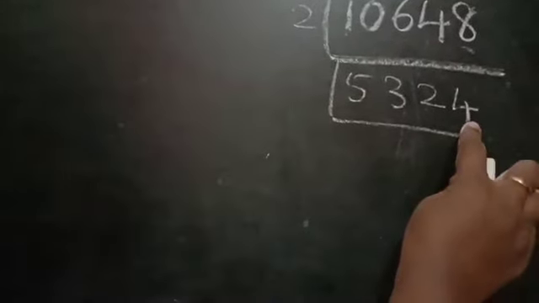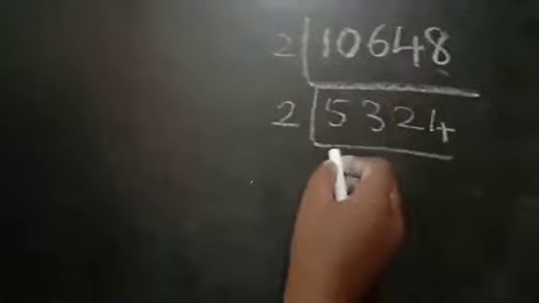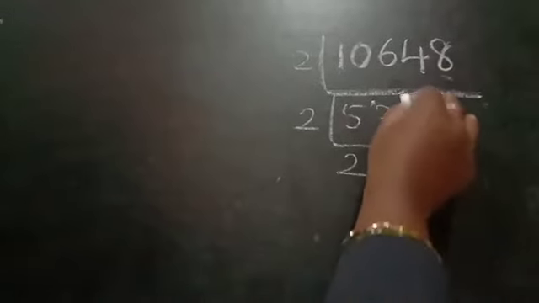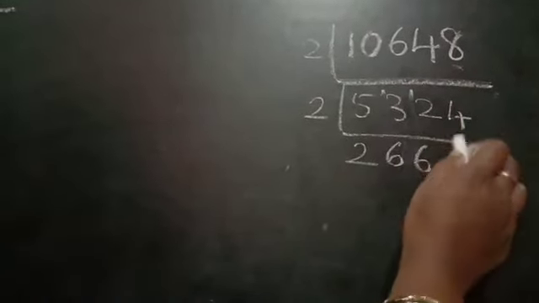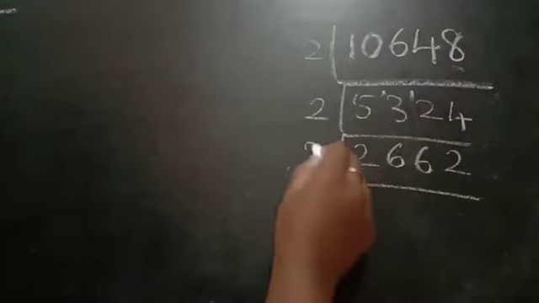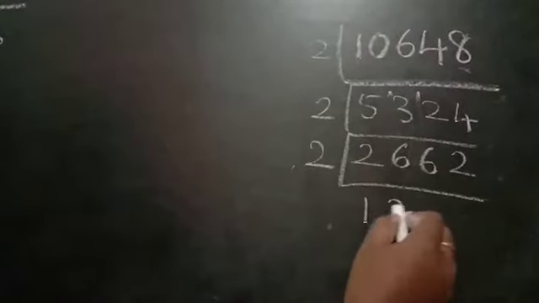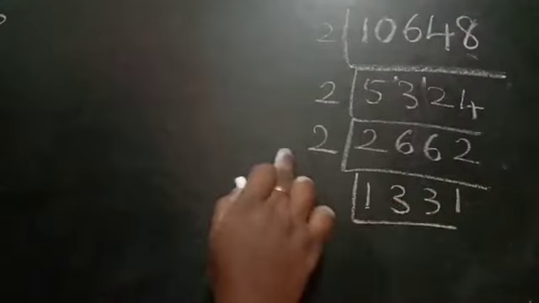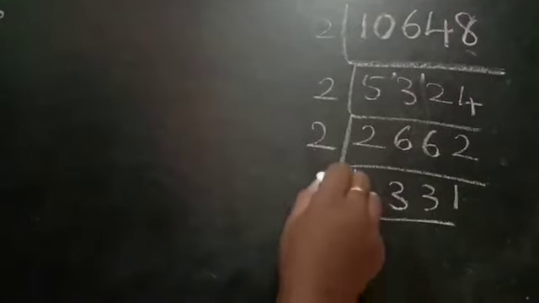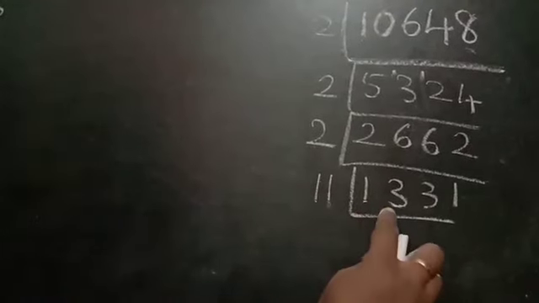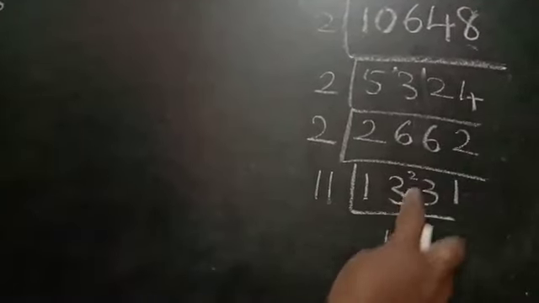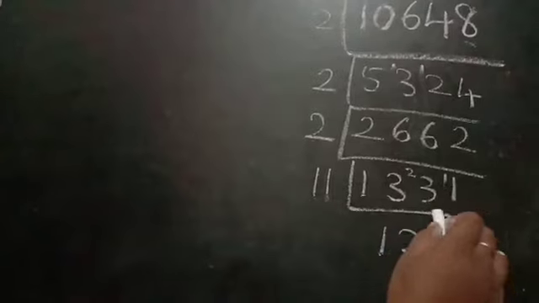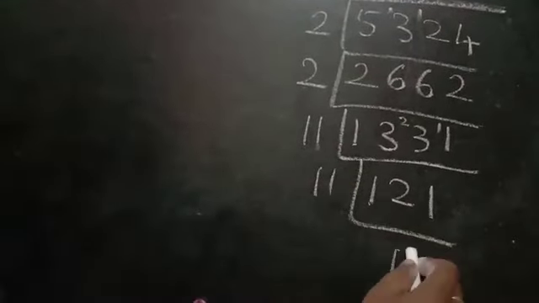Again this is an even number, so we'll go in the 2 table. Again 2 2s are 4, carry 1, 6 2s are 12, again 1, 6 2s are 12, 2 2s are 4. Again this can go in the 2 table, 1 2 is 2, 3 2s are 6, 3 2s are 6, again 1 2 is 2. Now this is an odd number, but it will go in the 11 table. 1 11 is 11, carry 2 remaining, 2 11s are 22, remaining 1, 1 time 11 will go. Again 11 into 11 is 121.